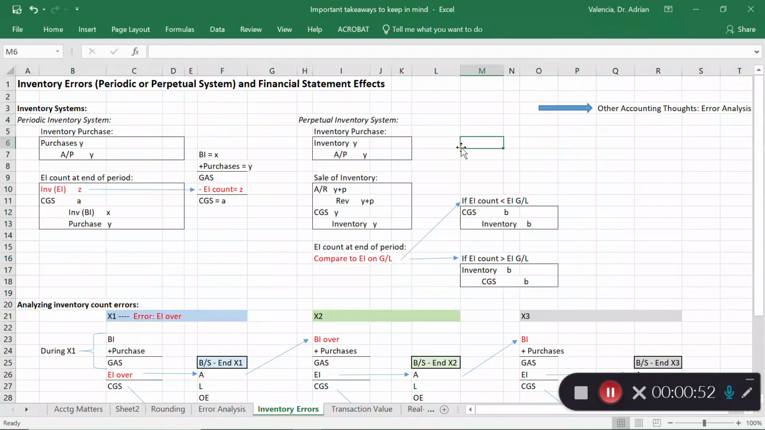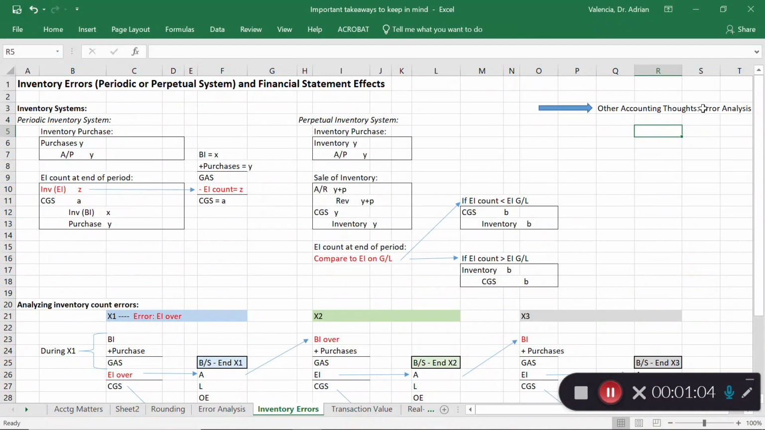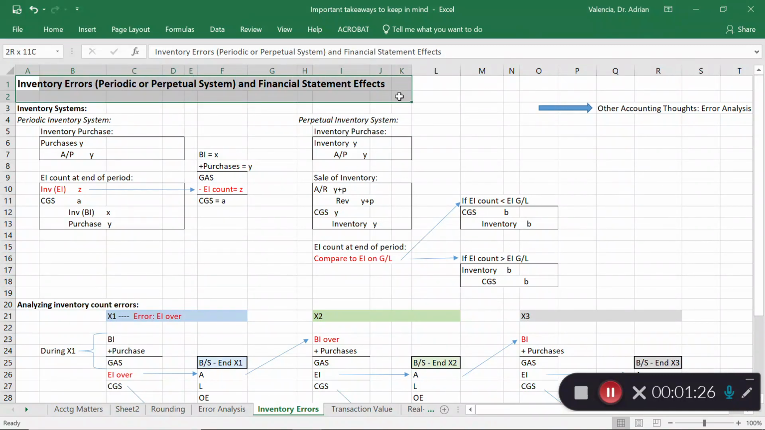Okay. Now, don't mix this video up with the video I have on error analysis in general. In that video, other accounting thoughts, error analysis, I illustrate a potential framework or a way in which you can approach any type of error on the financial statements and understand how it affects the components of the financial statements. But I'm also doing this video here because I have found that students need just more information on specifically the type of error related to inventory. Okay, so the first thing is this.